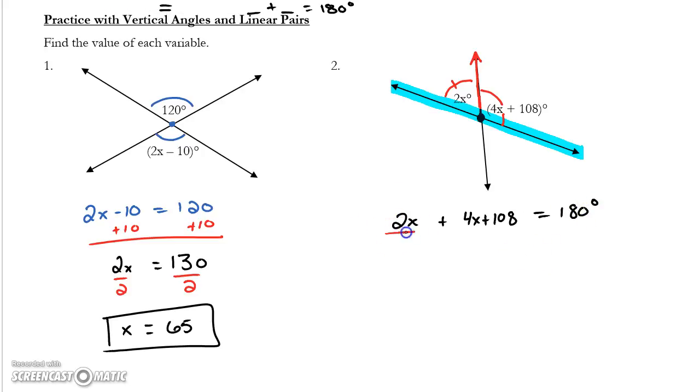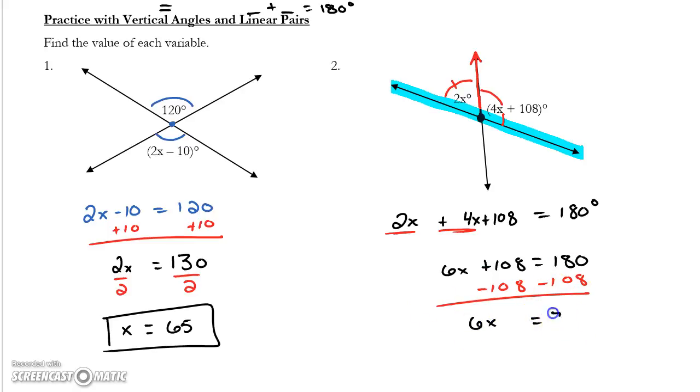Again, I get to use algebra. 2x plus 4x gives me 6x plus 108 equals 180. I subtract 108 from both sides. 6x equals 72. Divide both sides by 6. And x equals 12.